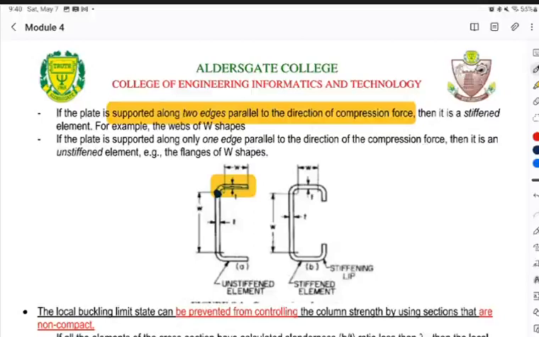This channel with a stiffening lip, this part here has stiffening on this side and on this side. So, this is a stiffened element. I hope that's clear.